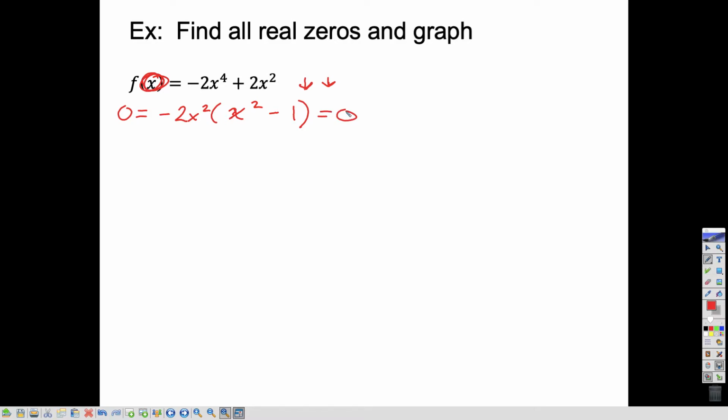Now, this isn't completely factored yet because I have x squared minus 1, which is the difference of squares, yes? Which can be factored to x plus 1 and x minus 1. Where'd the 1 come from? When you're factoring, you divide, so I have 2x squared divided by 2x squared is 1.